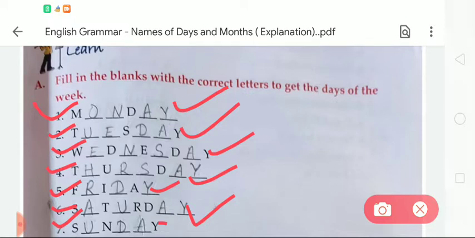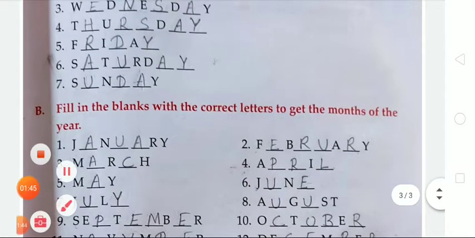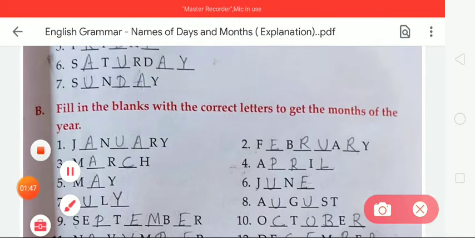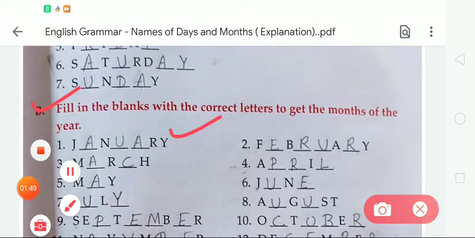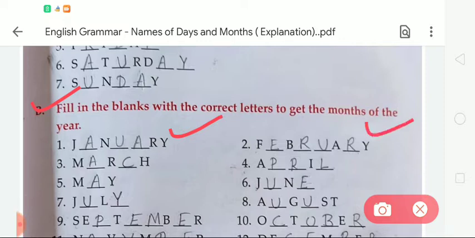Okay student, now the next one: fill in the blanks with the correct letters to get the months of the year. First month is January, and the spelling of January is JANUARY, January. Second month is February. What's the spelling of February? FEBRUARY, February. Third is March, MARCH, March. Fourth is April, APRIL, April. Fifth is May, MAY, May. Sixth is June, JUNE, June. Seventh is July, JULY, July. Eighth is August, AUGUST, August.